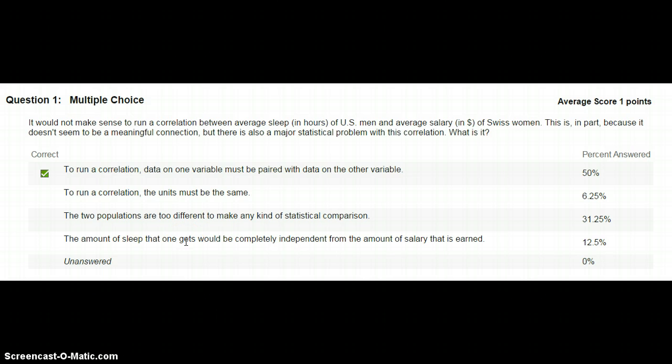But it's very possible to run statistics on two things that are completely independent and find out that there is no correlation. But that finding in itself is important, that the correlation is low or non-existent. So just because they're completely independent doesn't mean you can't statistically run a correlation, but the data does have to be paired. And that was the majority answer there, so that was good.